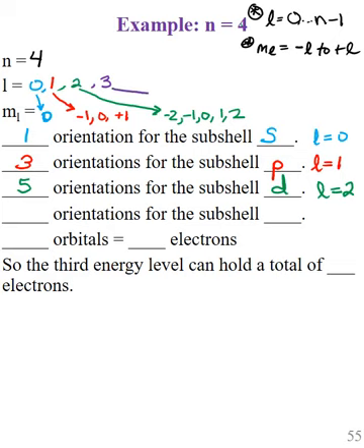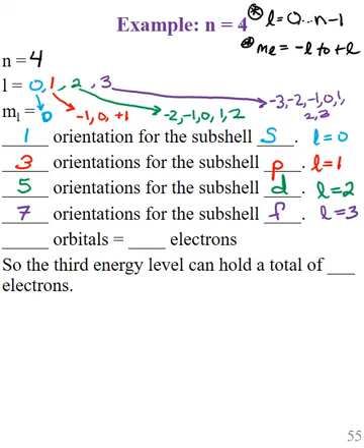And the last one we will look at is when L equals 3. What are the values m sub L could have? -3 to +3. How many orientations is this? 7, because I have 7 values of m sub L. What is the subshell? F. And the reason why is because L equals 3. So you need to remember the different subshell notations, S, P, D, and F.